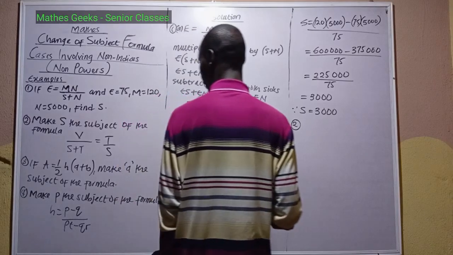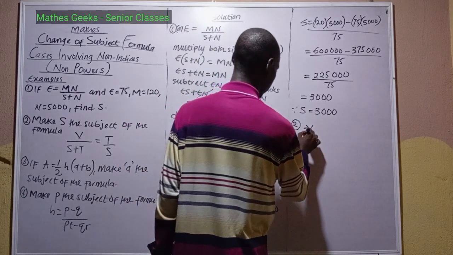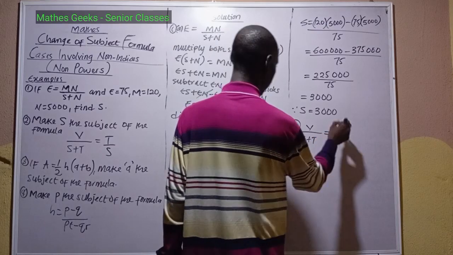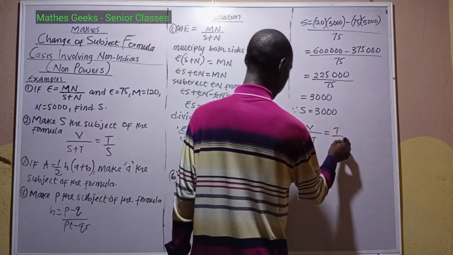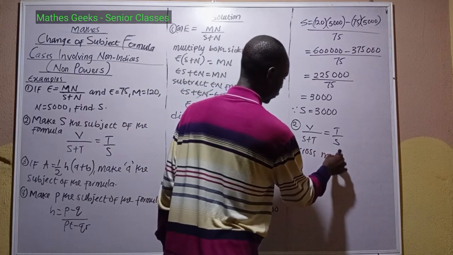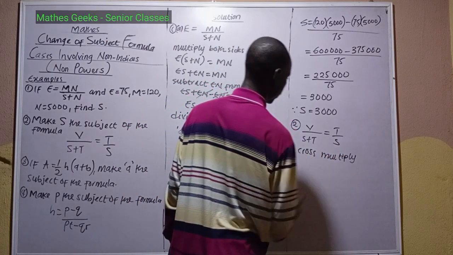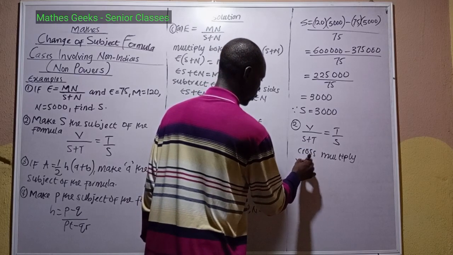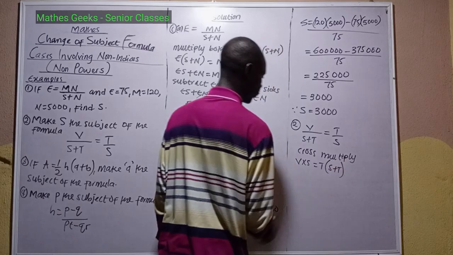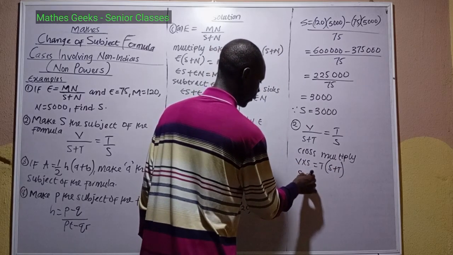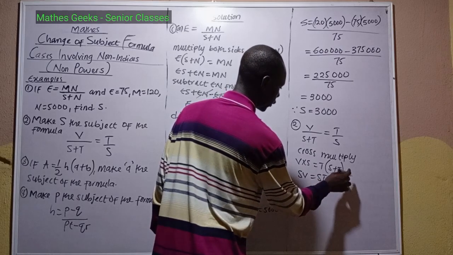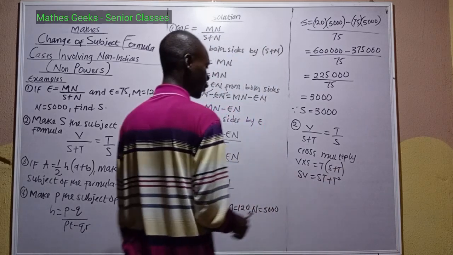So make S a subject of the formula V over S plus T is equals to T over S. So cross multiply. V times S plus T over S plus T. So SV equals to ST plus T squared.